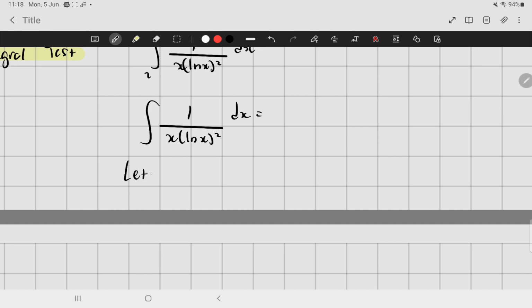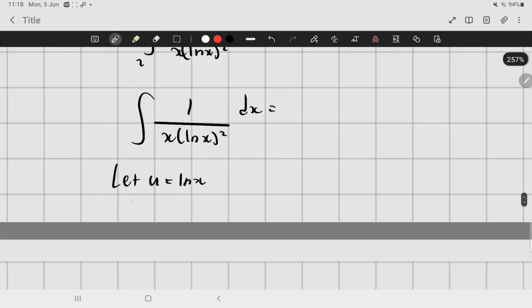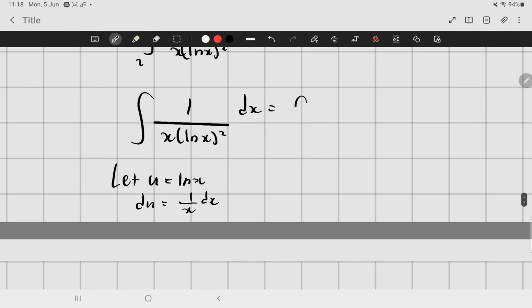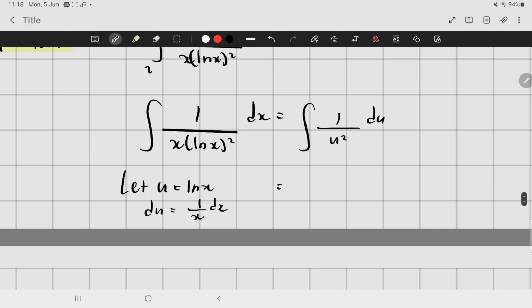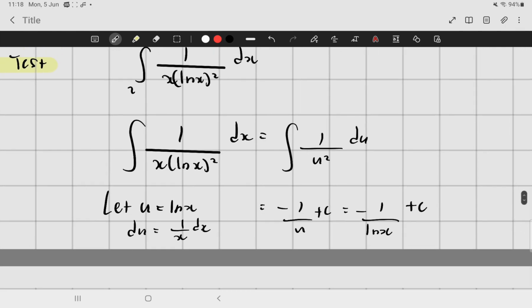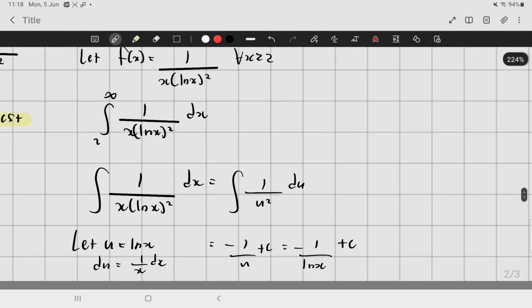So here let u equal ln x. Now when you take the first derivative, it will be 1 over x dx. Then you can substitute your way here. And then here you have the integral of 1 over u squared, which gives negative 1 over u plus c, which implies it will be negative 1 over ln x plus c. Nice. Okay, so all right. We have our indefinite integral now.